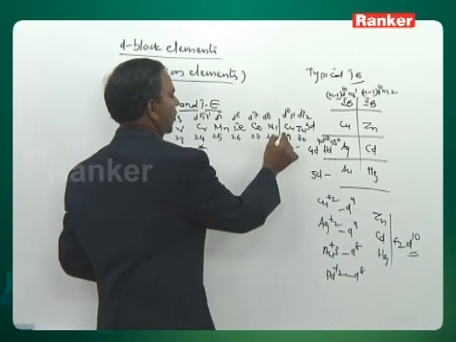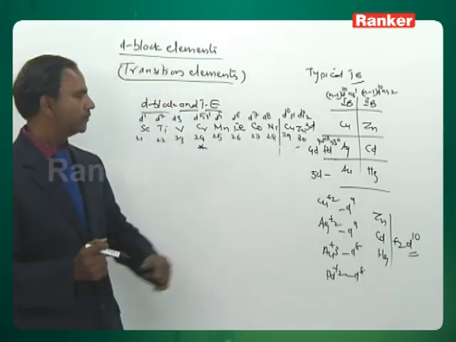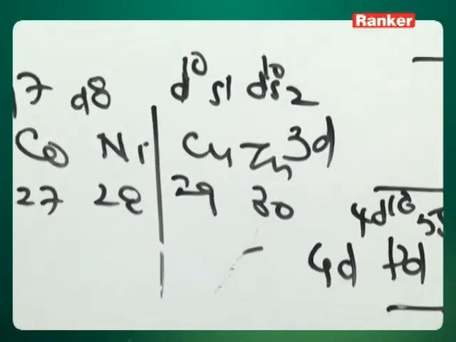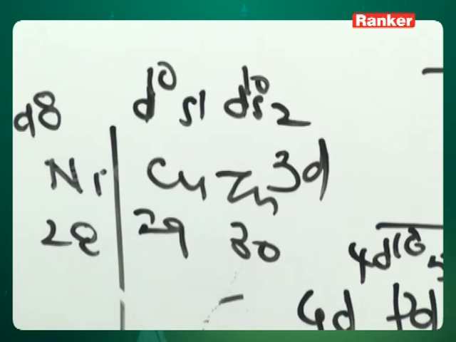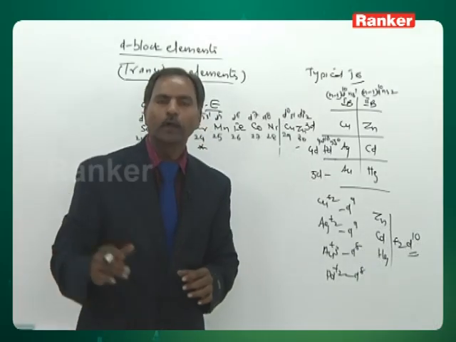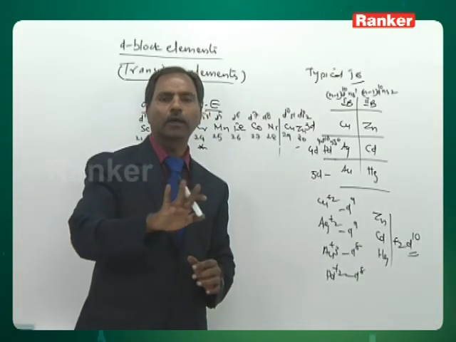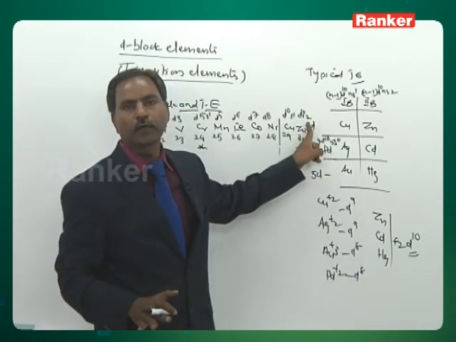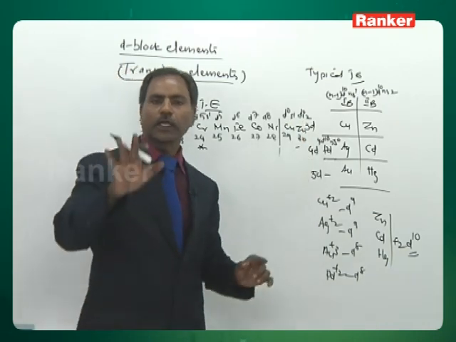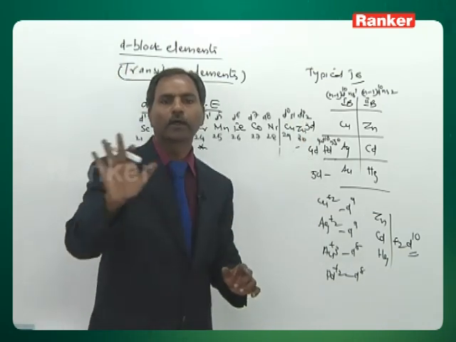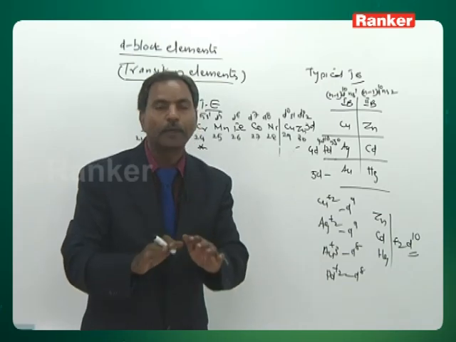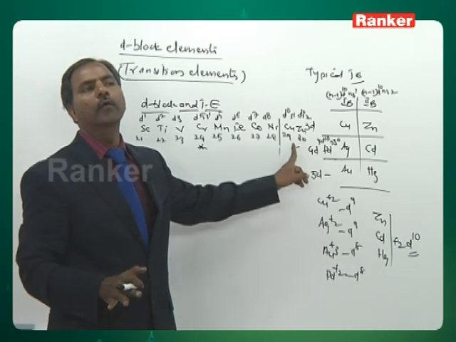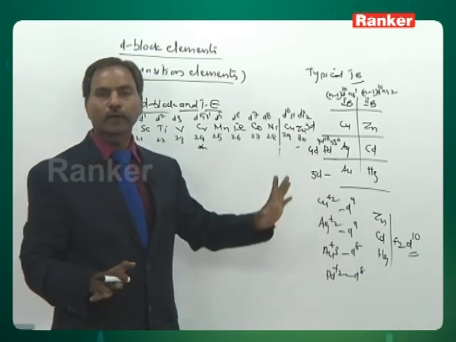In the case of copper and zinc, these carry the 29th and 30th electrons. These two differentiating electrons enter the d orbital of the penultimate shell, so they are d block. But they carry fully filled d orbitals. When they carry fully filled d orbitals, they are not transition. They are only d block, but not transition.